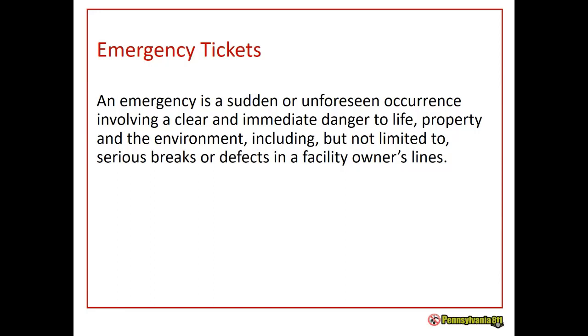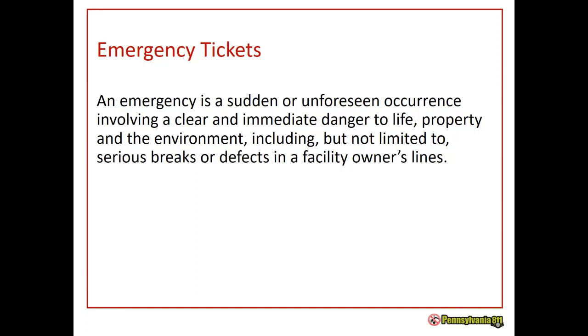What is an emergency? An emergency is a sudden or unforeseen occurrence involving a clear and immediate danger to life, property, and the environment, including but not limited to serious breaks or defects in the facility owner lines. What is not an emergency? Installing a pool, putting up a fence, planting shrubs, or adding a basketball hoop in your driveway. This is poor planning. So do not use emergency tickets on jobs that you could actually plan ahead of time.